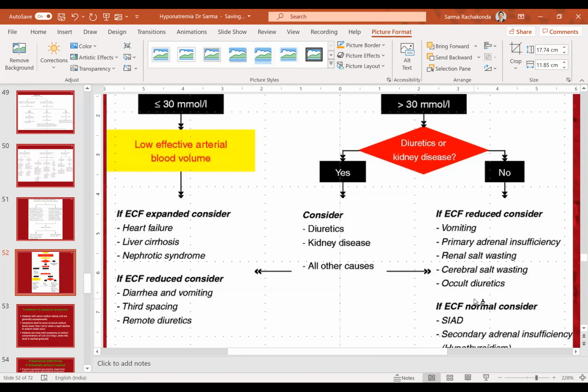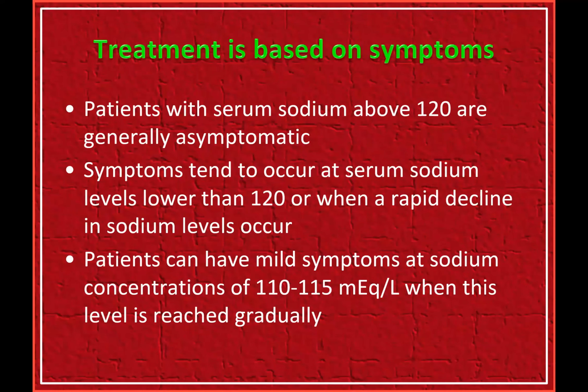Now, let us look at it based on symptoms. Patients with serum sodium above 120 are generally asymptomatic. Some books say 125. No problem. Symptoms tend to occur when the serum sodium falls below 120 or 125. The rapidity of the decline causes symptoms. Somebody at 130 who suddenly comes to 120 will be more symptomatic than a person who developed 120 over a period of 1 week. Understand?